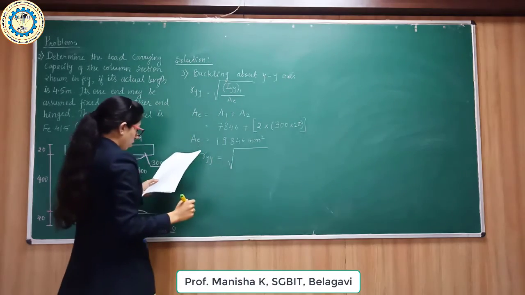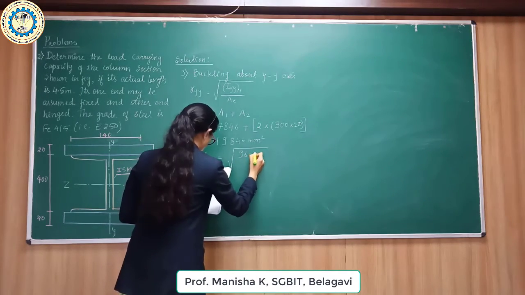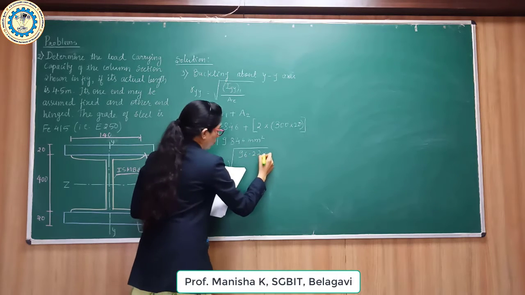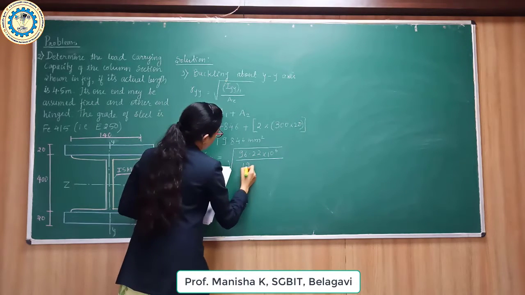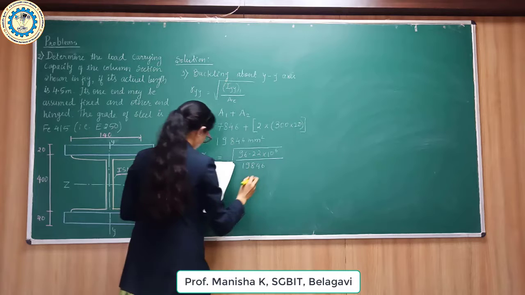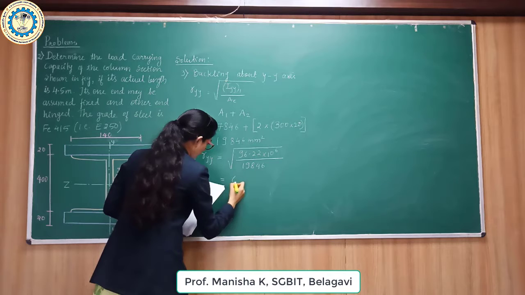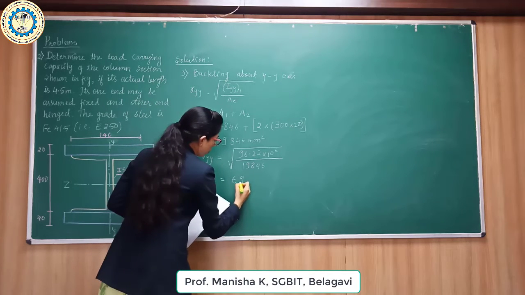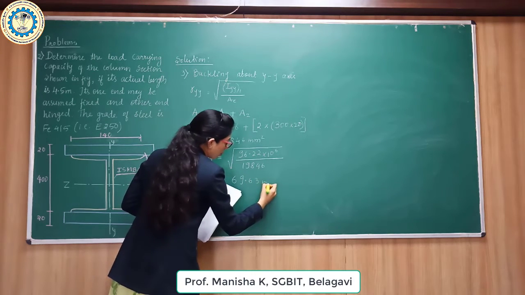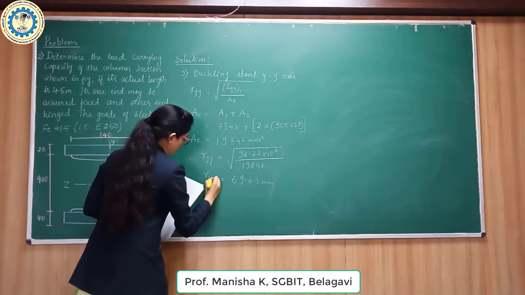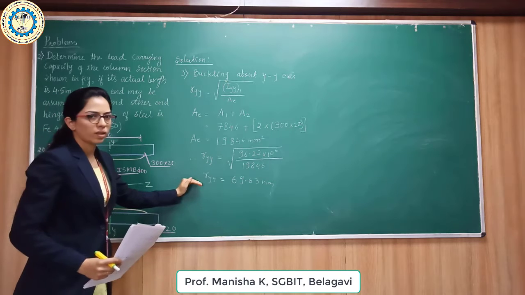You will get I of YY of 1 is 96.22 into 10 raised to 6 divided by 19,846, which is the area. Substitute these values in the RYY formula. You will get the value of RYY as 69.63 mm. So this is nothing but your step 3.